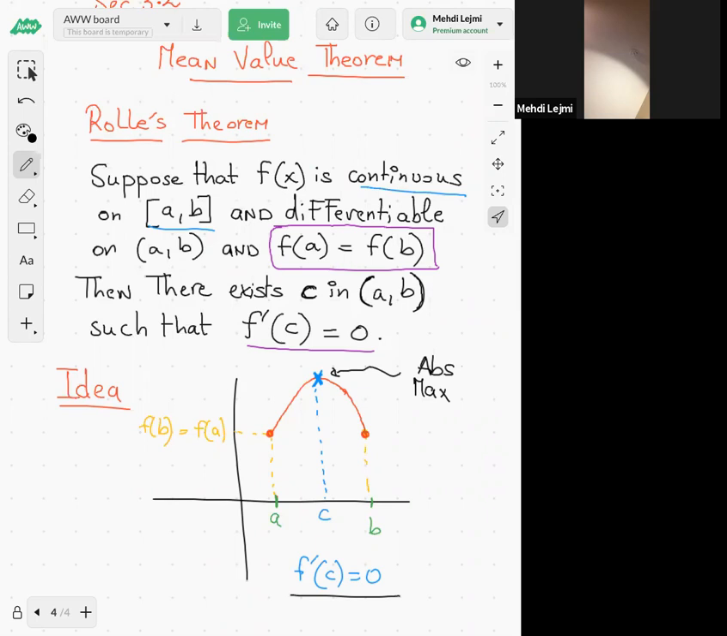So this c here is different from a and different from b. To exclude a and b, that's why we are adding this hypothesis that f(a) is equal to f(b). Then your absolute maximum or your absolute minimum would be somewhere inside the interval (a, b), but not at the endpoints, not at a or at b.